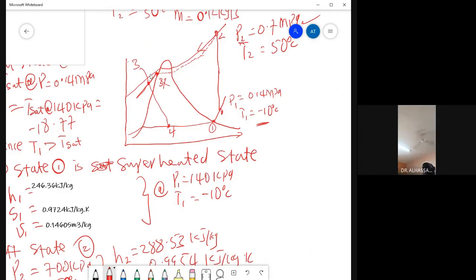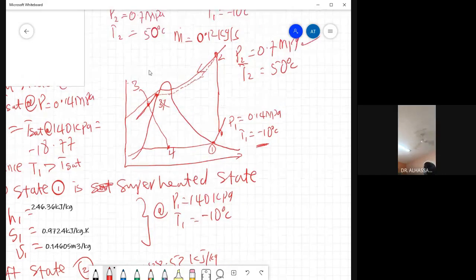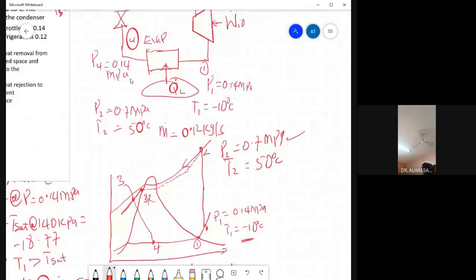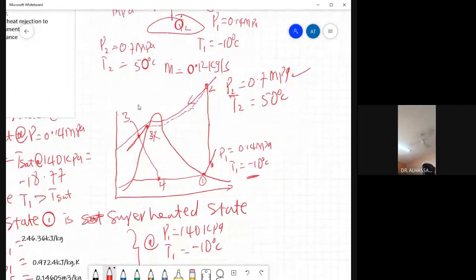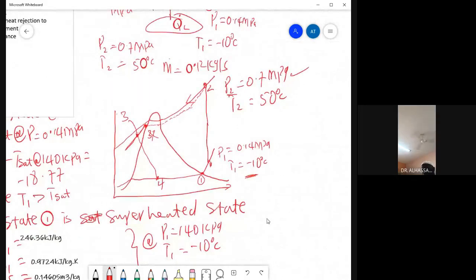And even at this state 4, what is the pressure? The pressure at state 4 is 0.14 megapascal, which is clearly the same as the pressure at this particular state. So it means P1 is the same as P4.